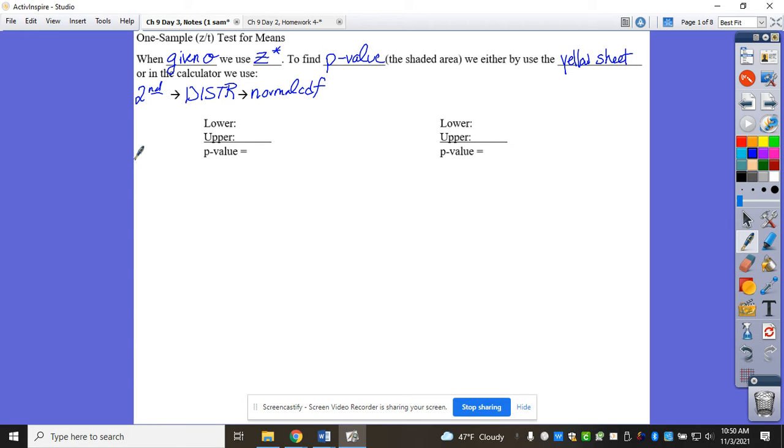So I'm just going to make up an example. Let's do, hopefully you have a little bit more room than me, this 1.82. So if I want to find the area of that curve, and I go to second distribution, normal CDF, what do I plug in as my lower? What do I plug in as my upper? 1E99. And then we get a p-value of what? When I do that and hit enter, it gives me a p-value of what?